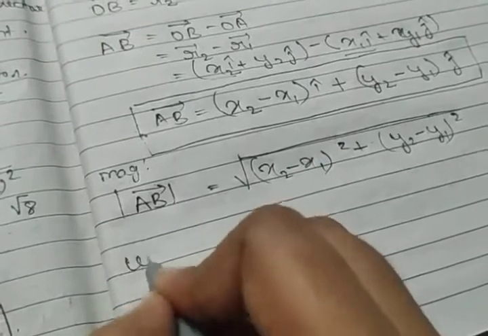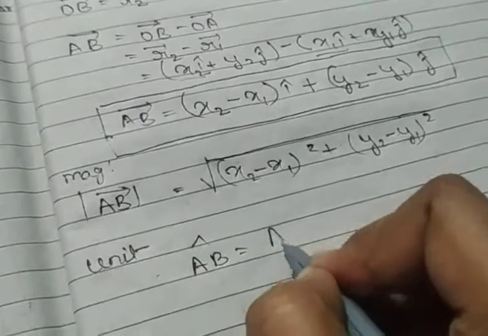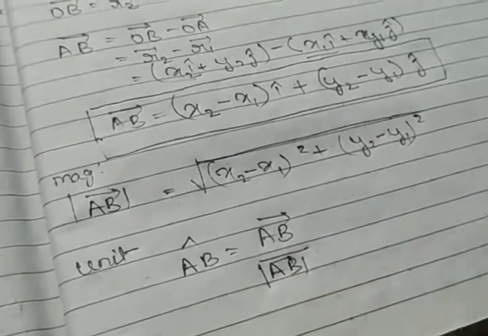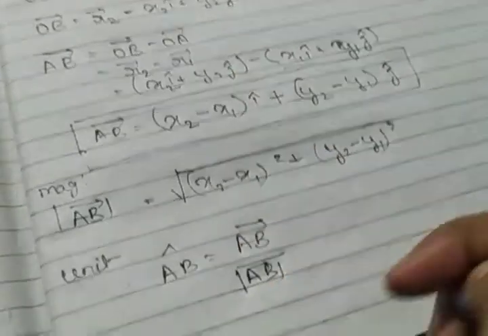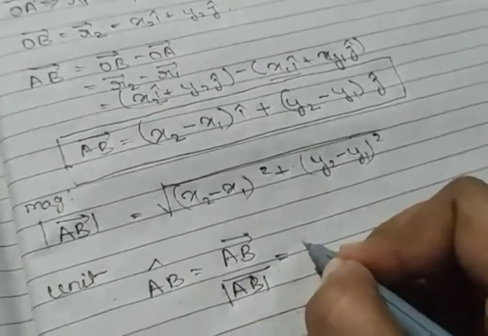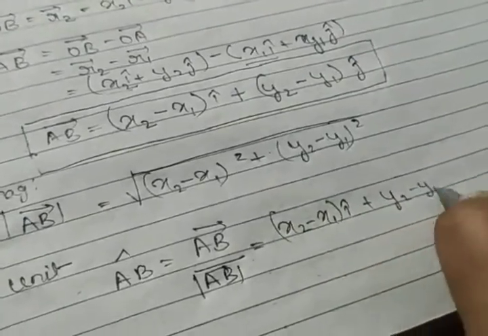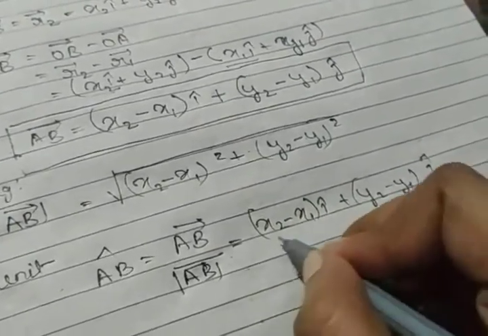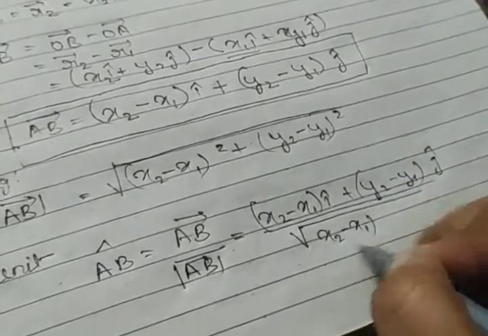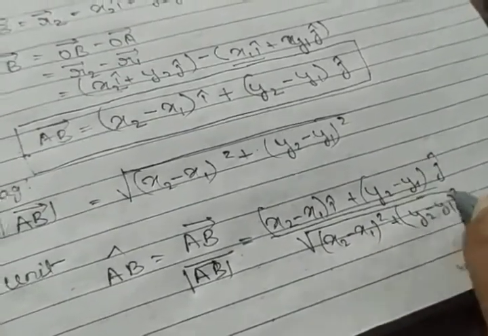If the unit vector of this displacement vector is asked, the unit vector of AB will be equal to the AB displacement vector divided by AB's magnitude. Magnitude and magnitude will get cancelled out, and we will get 1 as its magnitude, and the unit part will remain. So I can write it like this. What is the value? x2 minus x1 i cap plus y2 minus y1 j cap divided by root under of x2 minus x1 whole square plus y2 minus y1 whole square. This is how we get the unit vector.